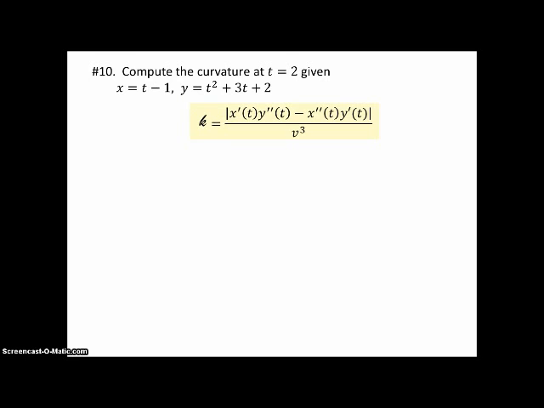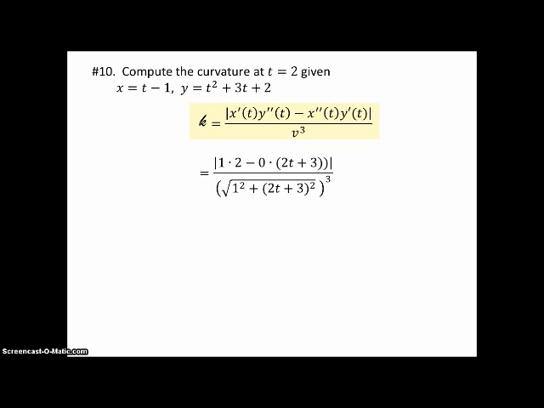Number 10, compute the curvature at t equal 2 given these parametric equations. So this is a 2-dimensional problem, and so we use our 2-dimensional parametric formula for curvature. The derivative of x is 1, the derivative of y is 2t plus 3, and then the second derivative of x is 0, and the second derivative of y is 2.